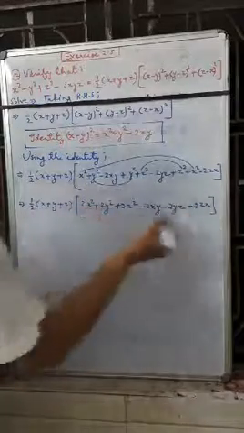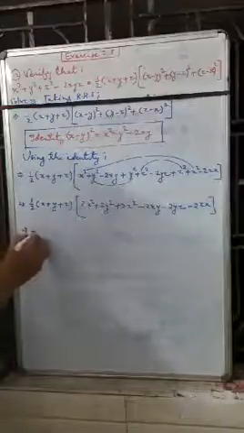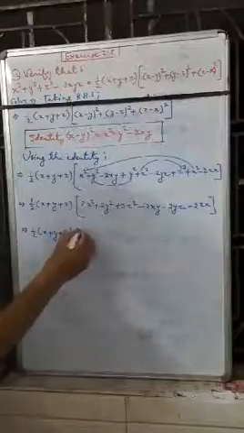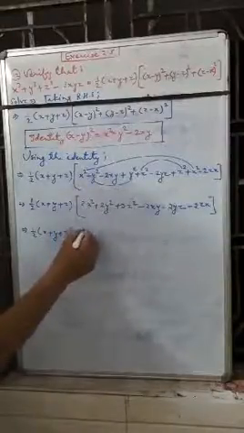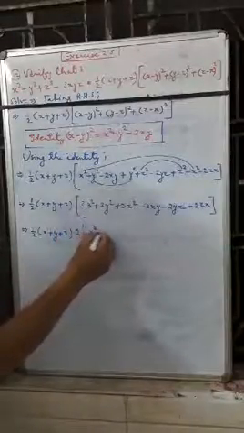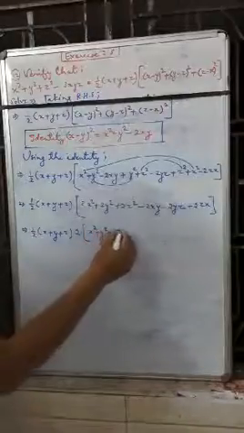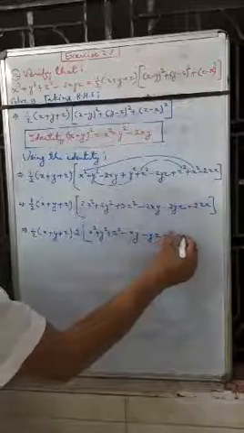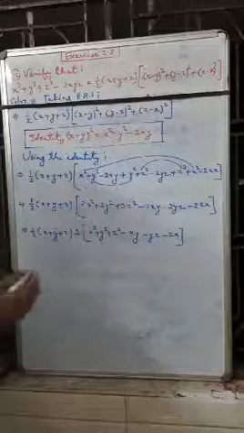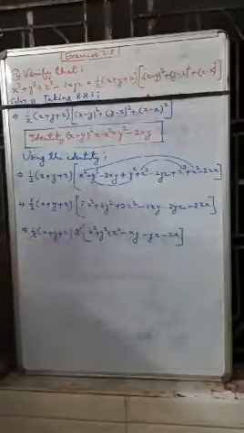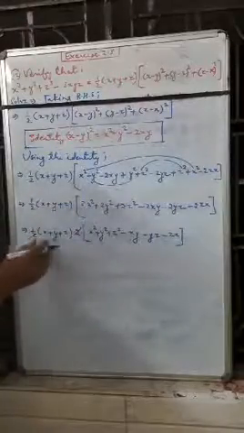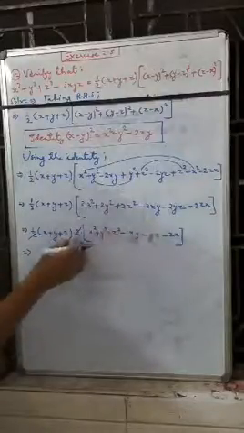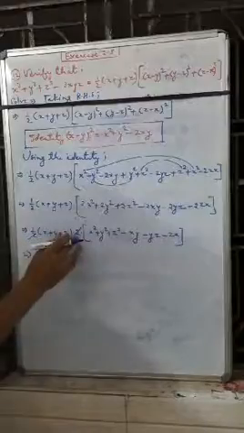Now we can take 2 common from the second bracket. So we have taken 2 common, so 2 will be outside, and what is remaining here is x square plus y square plus z square minus xy minus yz minus zx. Now the 2 cancels, so we will get the solution, because we have taken it common, so it is the multiple of this bracket, and it is also in the numerator and denominator.